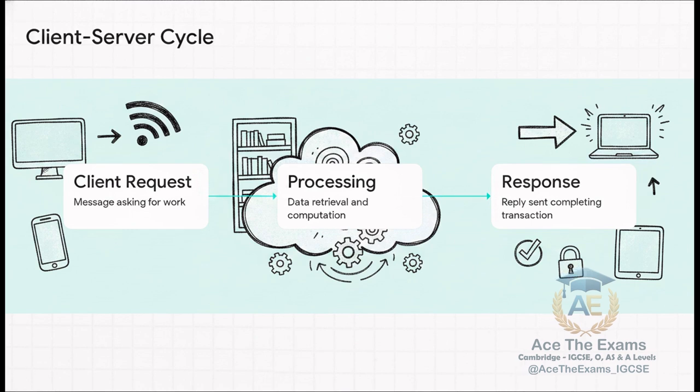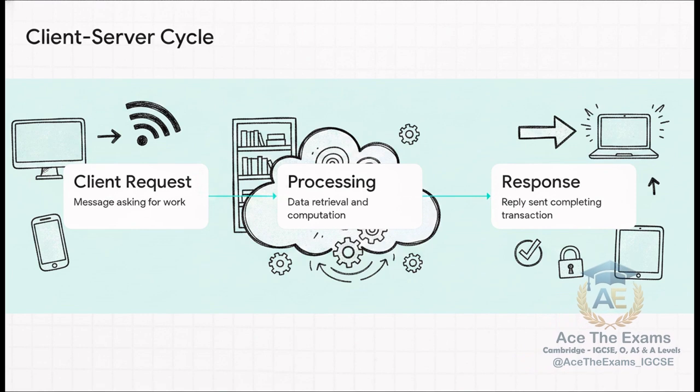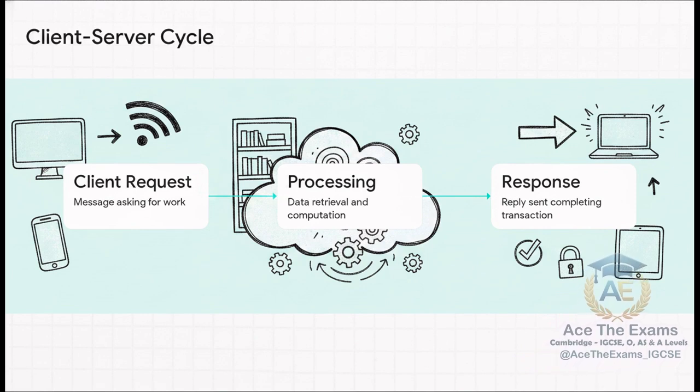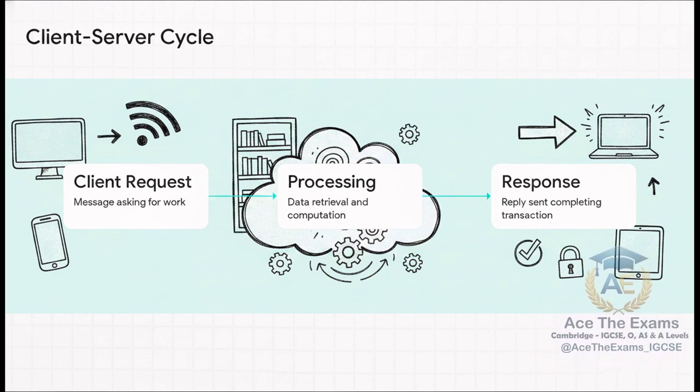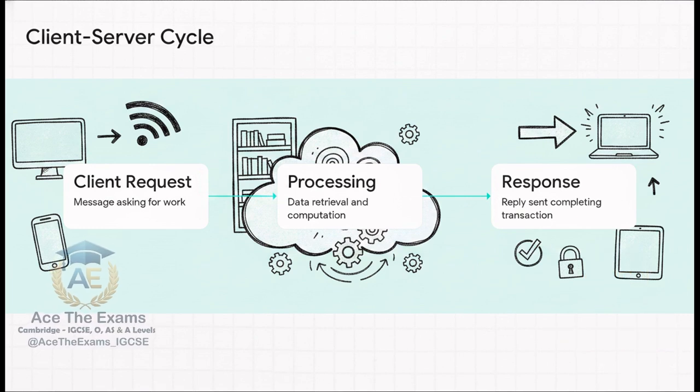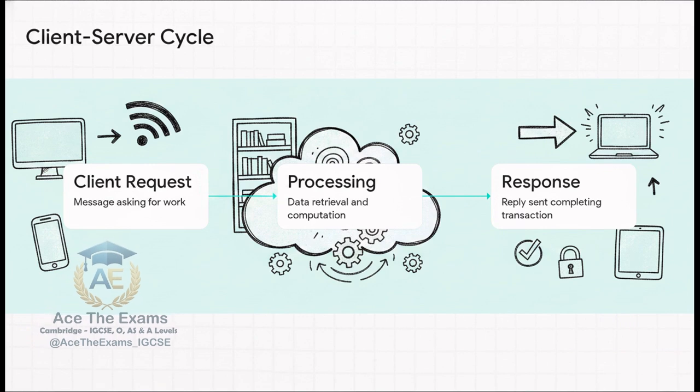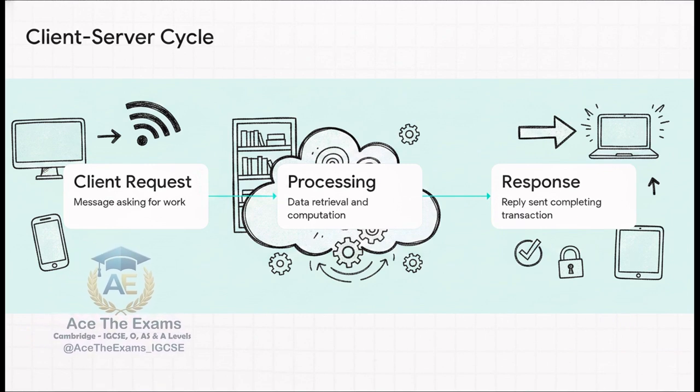It starts with the client request, where your machine sends a message basically asking for a resource. Stage 2 is server processing, where the powerful central machine receives that request, retrieves the data, and performs the actual work. Finally, Stage 3 is the response, where the reply is sent back, officially completing the digital transaction.